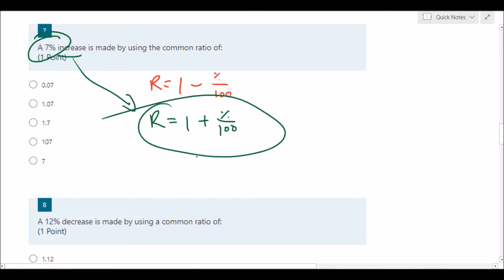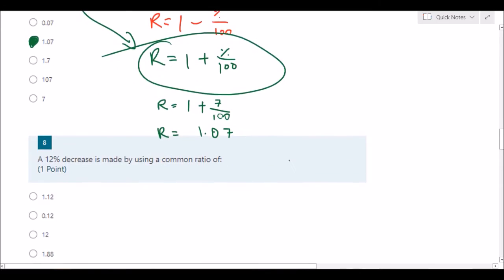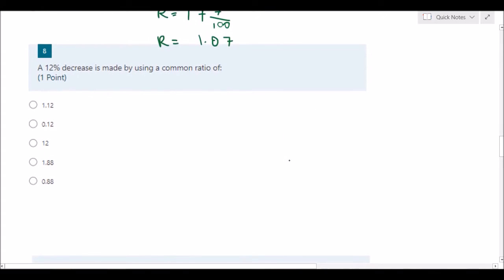Okay, so that means it's going to be R equals 1 plus 7 over 100, which gives you a common ratio of 1.07. So this one here. Don't write down 7% or anything else. Okay, use this common ratio formula. Hopefully this doesn't confuse you guys, but remember, this is slightly different to when there's multiple compounding periods. You will come across that surely in the next few questions.